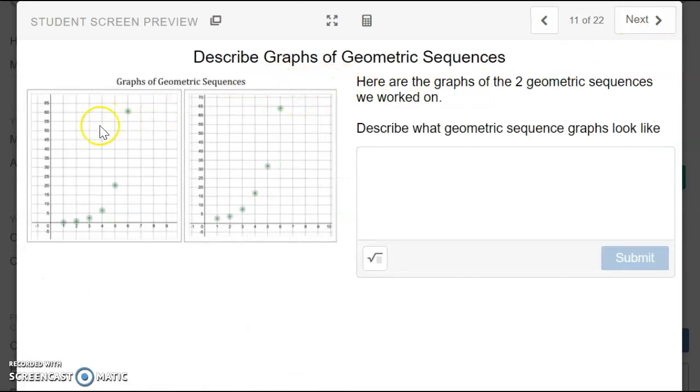Describe the graph of a geometric sequence. Okay, so here are the two graphs of the two geometric sequences we worked on. What do you see as being common? Is it a straight line like an arithmetic sequence? No, it's not a straight line. They are curved lines, and it seems to be increasing. And this is actually an example of an exponential graph. And hopefully we'll cover exponential functions later on.